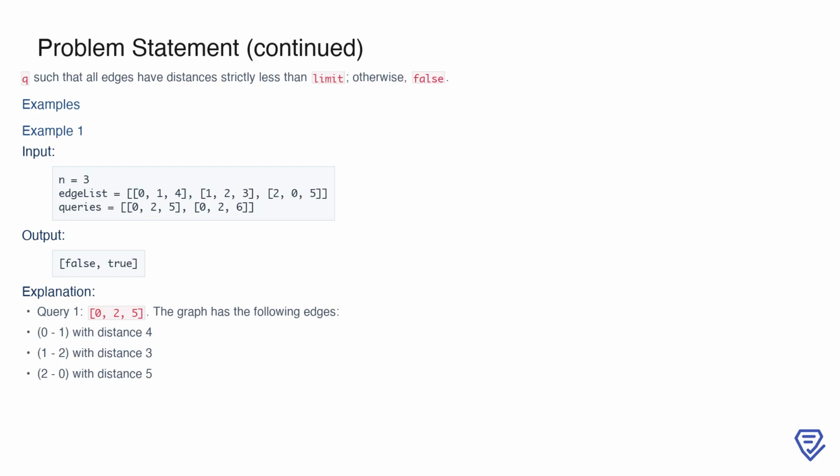For the queries, the first one is 0, 2, 5. This means we need to check if there's a path between nodes 0 and 2 where all edges have distances strictly less than 5. The second query, 0, 2, 6, asks the same question but with a higher limit of 6. For these inputs, the expected output is false, true, which we will now explain in detail.